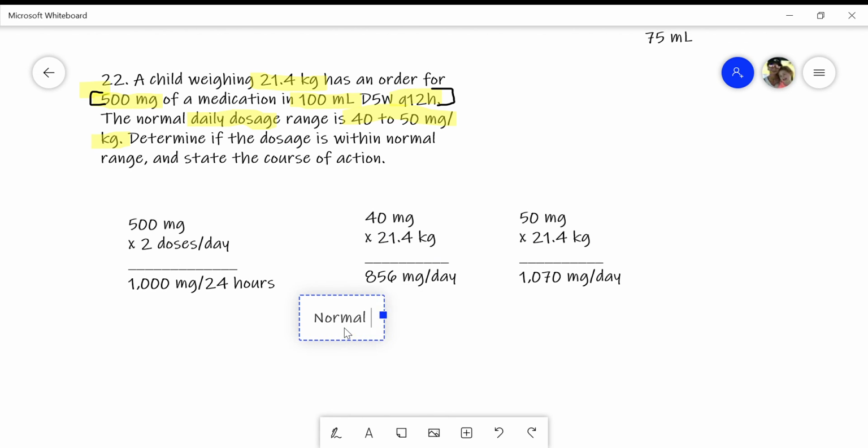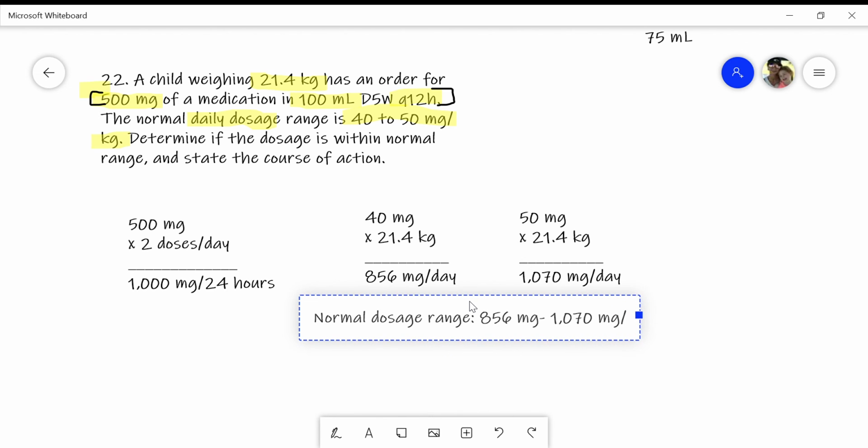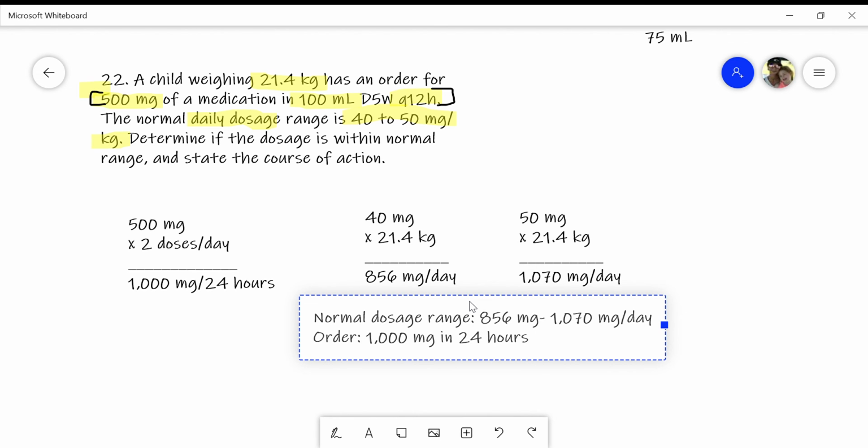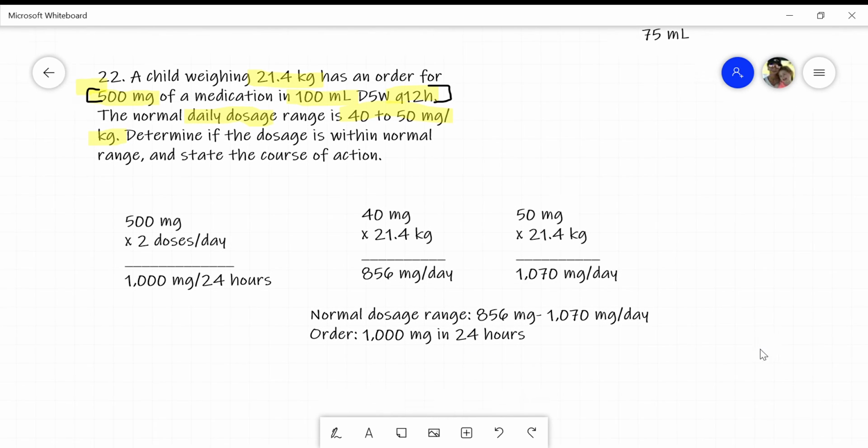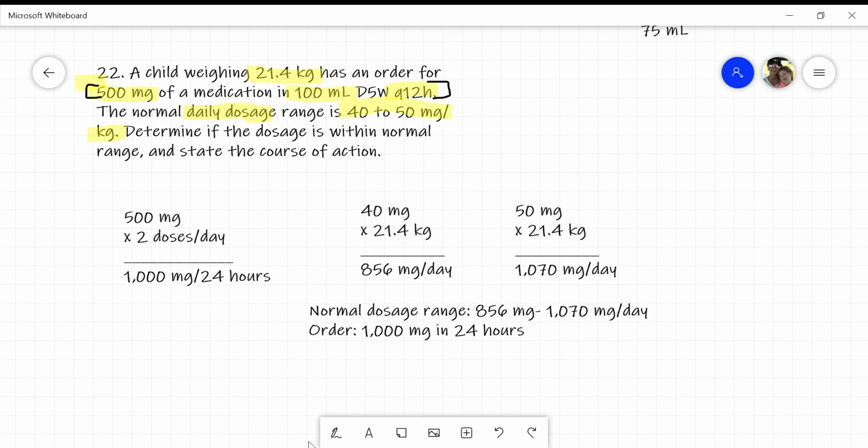Normal dosage range is going to be 856 milligrams to 1,070 milligrams per day. And the order is going to be 1,000 milligrams in 24 hours. It's a yes, so it falls in the safe range. So it's safe and you can administer the dose.